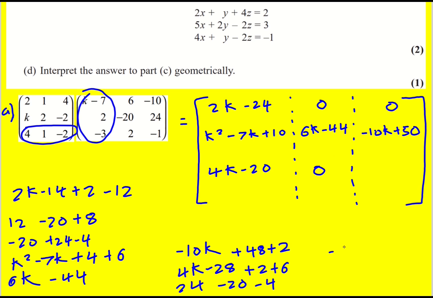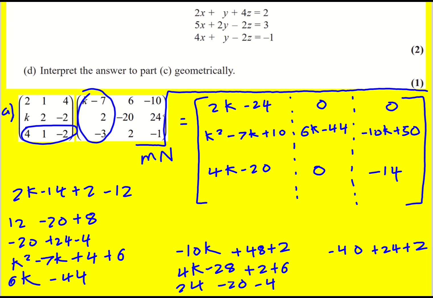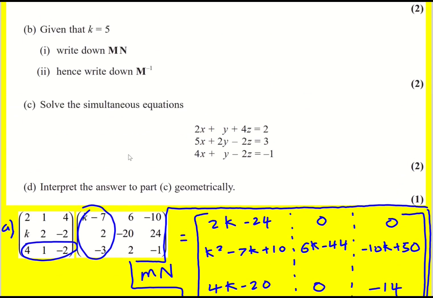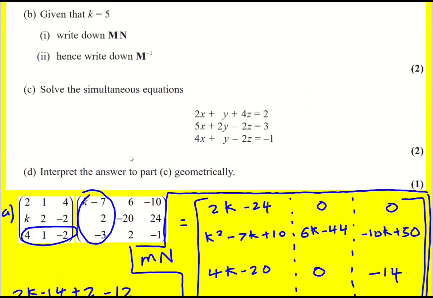And minus 40 plus 24 plus 2 gives minus 14. And this is our matrix MN. Then we're told in part B, given that k is 5, to write down MN. So I just replace all my k's by 5.